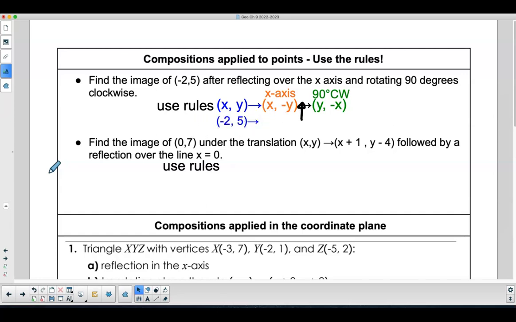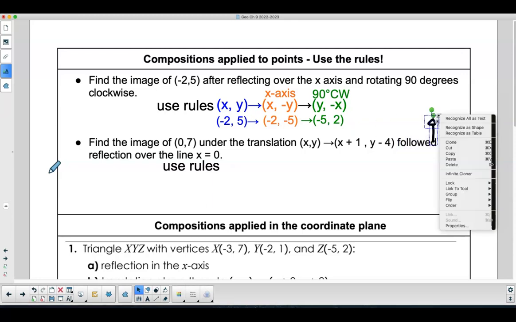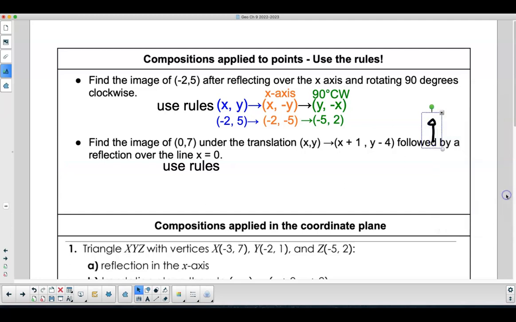I've got my original point, (-2, 5), and now I just apply my rules. So (-2, 5) becomes (-2, -5). Then, for the 90-degree clockwise rotation, as I spin this around the axis, I apply my rules and get (-5, 2). That's my answer.